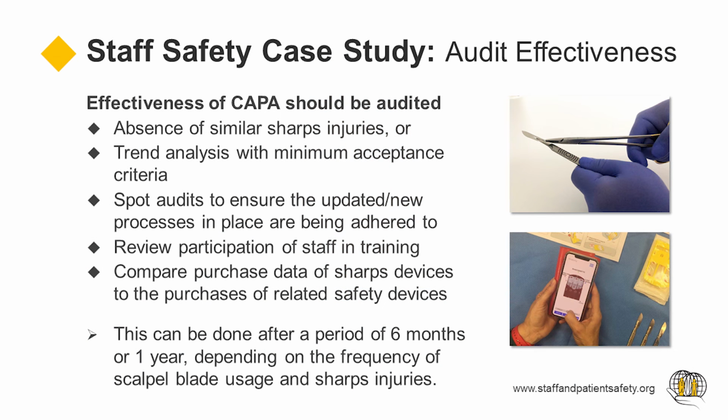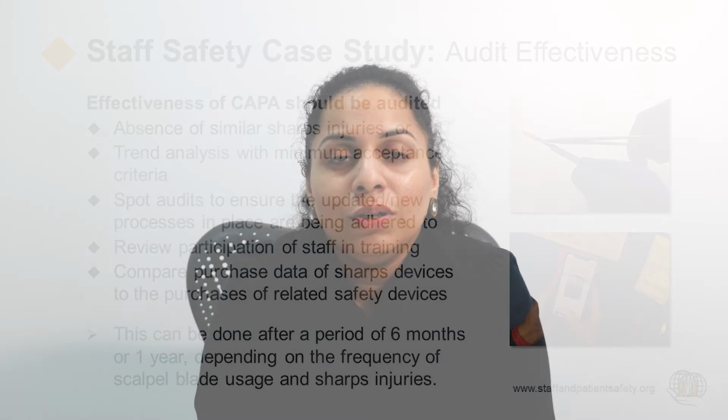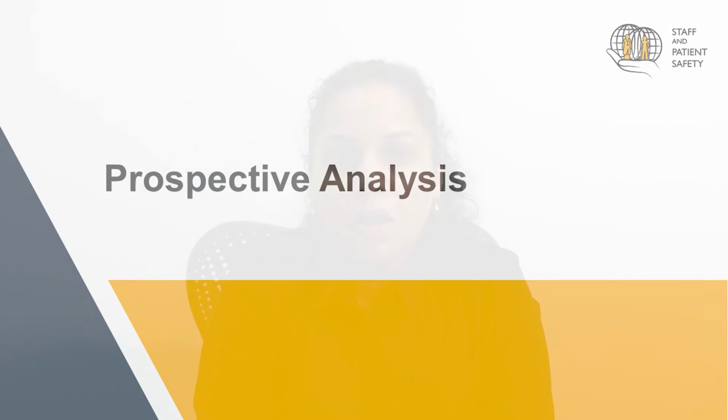Some examples of effectiveness audits include absence of similar sharps injuries or trend analysis with minimum acceptance criteria, spot audits to ensure the updated or new processes in place are being adhered to, review participation of staff in training programs, and lastly, comparing purchase data of sharps devices to the purchases of related safety devices. In the last section, we looked at how patient safety and staff safety can be improved by thoroughly examining an incident after it has occurred to determine the actual cause or causes, developing strategies to prevent a reoccurrence of this incident, and using CAPA to ensure the solutions are implemented. Now we will look at how prospective analysis can also be used to improve patient safety and staff safety.